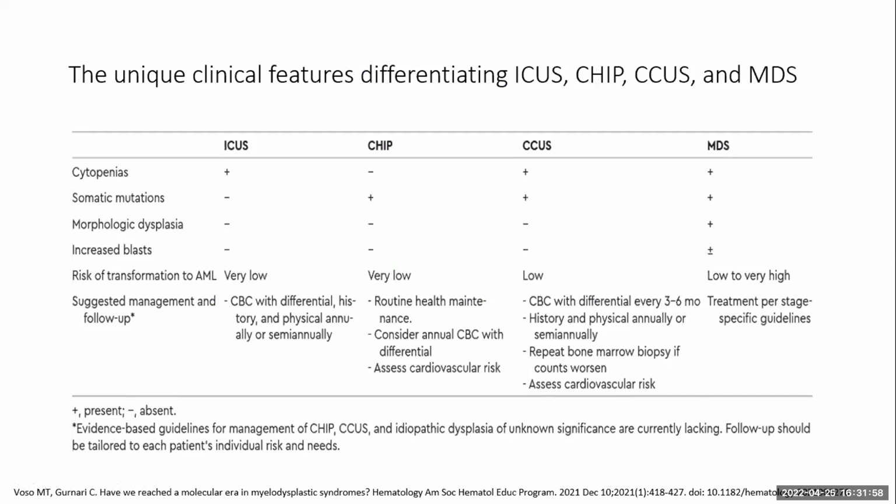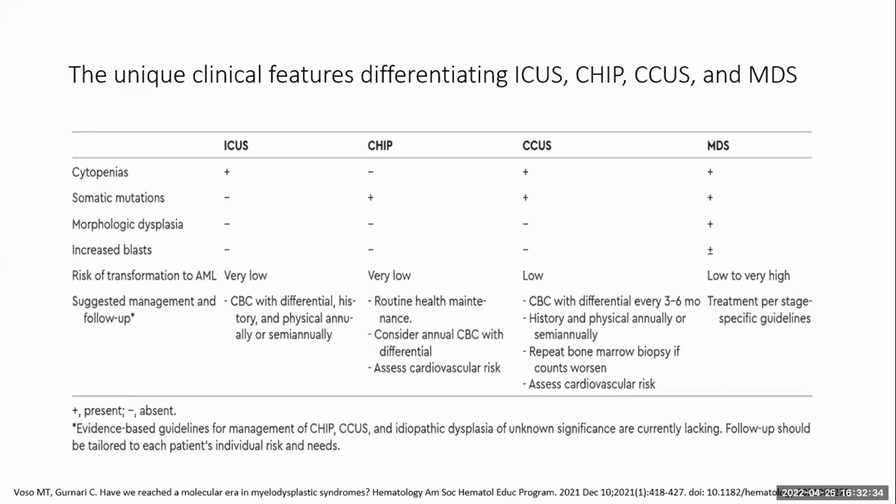Okay, this table here is just showing some differences between the pre-malignant conditions that I talked about earlier, your ICUS, CHIP, and CCUS, comparing them to MDS in terms of cytopenias, the mutations, morphologic dysplasia, and the blast percentage. And as you can see, most of these, like for ICUS, it will just have a cytopenia and nothing else, with a low risk of transformation to AML. And in terms of management, it will just be bloods to follow up to see if there's any progression in the cytopenias or any dysplasia.